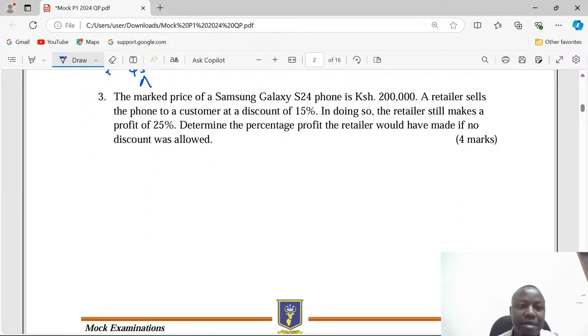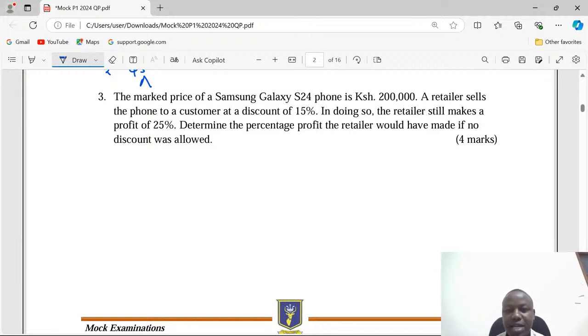Number 3 here, profits, losses, and discounts. The marked price of a Samsung Galaxy A24 phone is 200,000 Kenya shillings. A retailer sells the phone to a customer at a discount of 15%, and in doing so, the retailer still makes a profit of 25%. Determine the profit the retailer would have made if no discount was allowed.